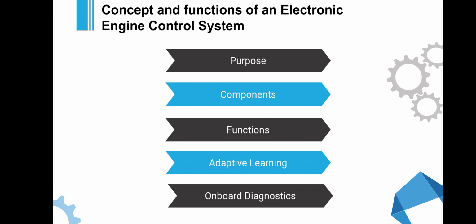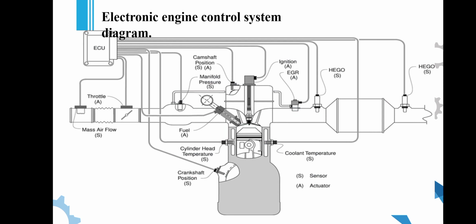Concept and functions of an electronic engine control system. Purpose, components, functions, adaptive learning, onboard diagnostics. This is the diagram of electronic engine control system. As we can see, there are so many parts in this electronic engine control system, such as throttle, ECU, camshaft position, ignition, coolant temperature indicator, crankshaft position, mass airflow, HEGO, EGR, etc.